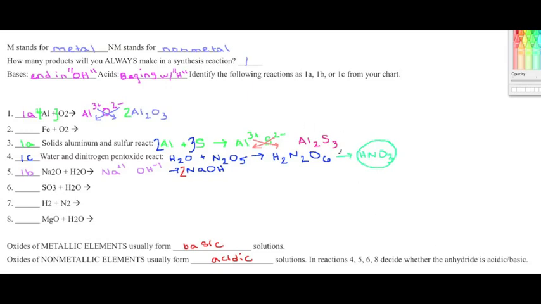But look through these right now, okay? 4, 5, 6, and 8. Look at your products that you created and decide based on whether you have an OH or an H, whether it's going to be acidic or basic. All right? And that's the end of this video.